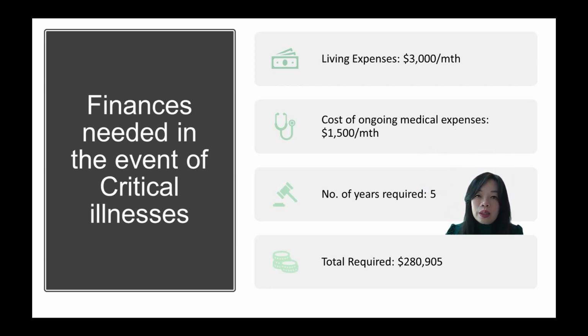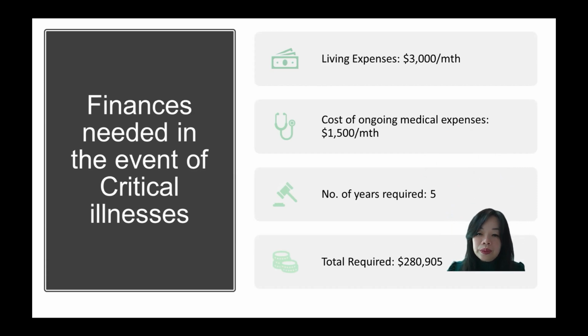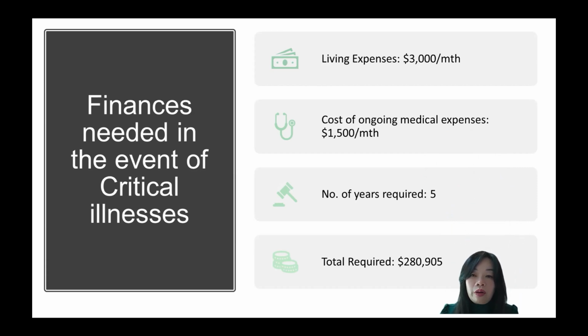So typically cancer will last within a period of 5 years. If the cancer were to be very strong, in 5 years, the person probably will be no longer around. But if it can be cured, in 5 years, the patient can actually go back to work. So because of the loss of income, because when a person is ill, he or she will not be able to work. So when that happens, if let's say the total requirement amount is 280,905, where is the money going to come from?